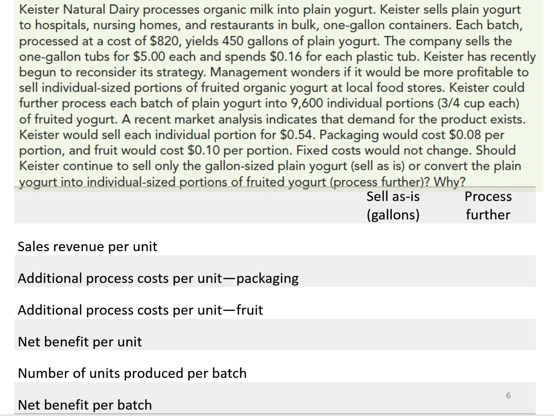Okay, so let's look at a problem where we need to decide, should we sell as is or should we process further? Here's an example where we have Keister Natural Dairy, who processes organic milk into plain yogurt. They sell the plain yogurt to hospitals, nursing homes, and restaurants in bulk 1-gallon containers. Each batch is processed at a cost of $820, which yields 450 gallons of plain yogurt.